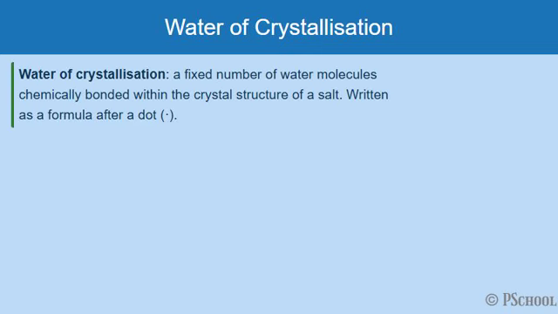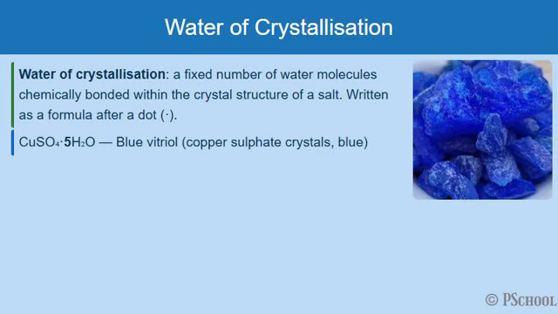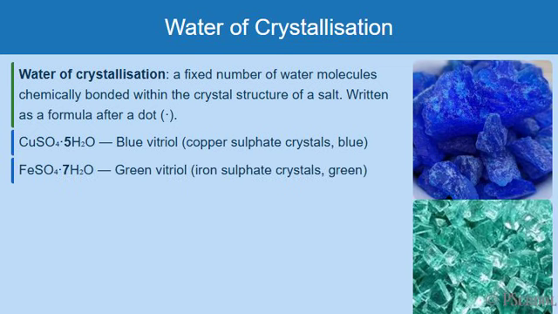Water of crystallization is a fixed number of water molecules chemically bonded within the crystal structure of a salt. It is written after a dot in the formula. Copper sulfate pentahydrate, CuSO4.5H2O, blue vitriol, blue crystals. Iron sulfate heptahydrate, FeSO4.7H2O, green vitriol, green crystals.